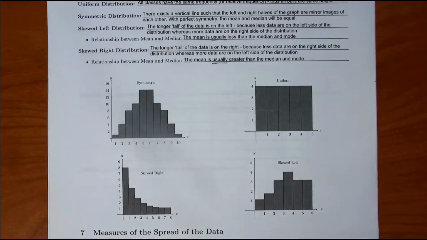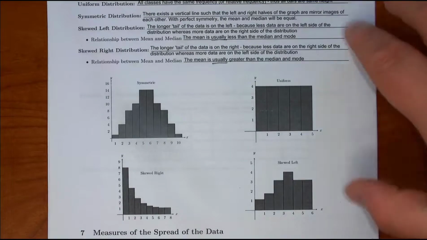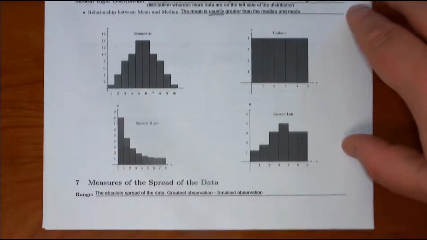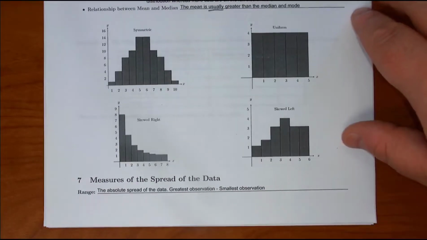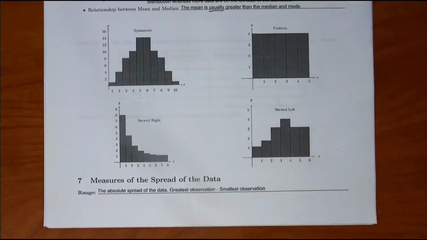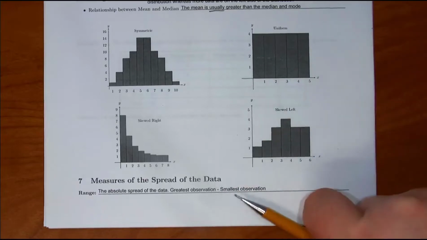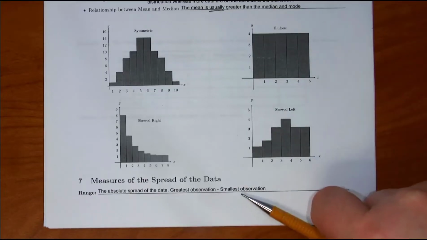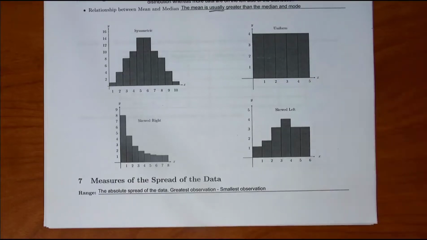Okay? All right, what about measures of spread? There are several. The first is called the range. Now, you may be familiar with the range. Range is simply the absolute spread of the data. It's the maximum value minus the smallest value, the greatest observation minus the least observation. Usually it's not very helpful, to be honest with you.